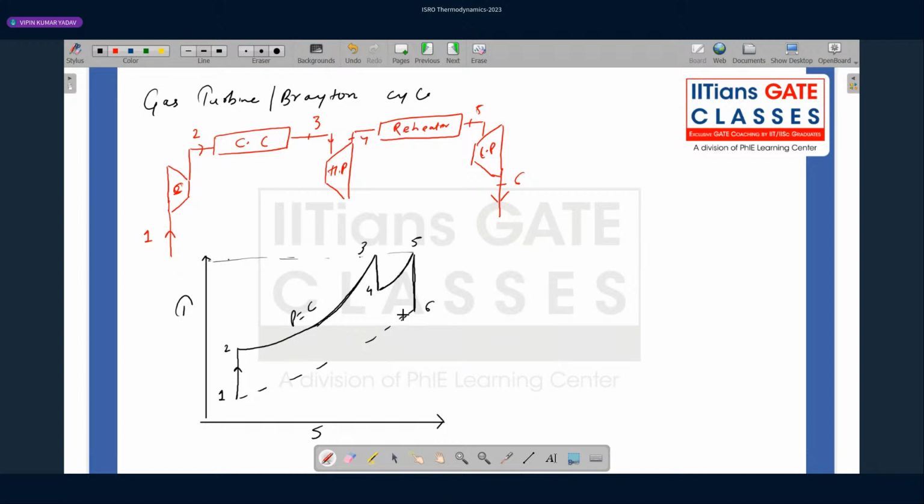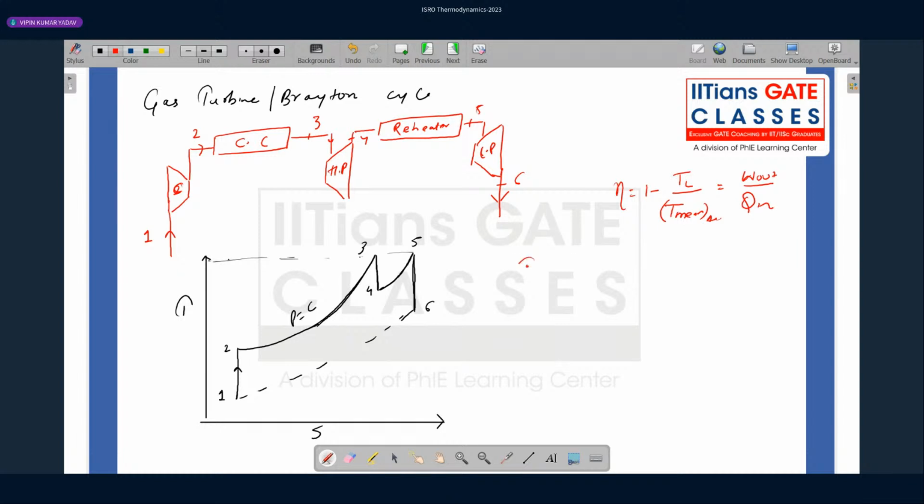Now you see, what is the efficiency? Efficiency is 1 minus the mean temperature of heat rejection by the mean temperature of heat addition. This is also equal to work output upon heat input.